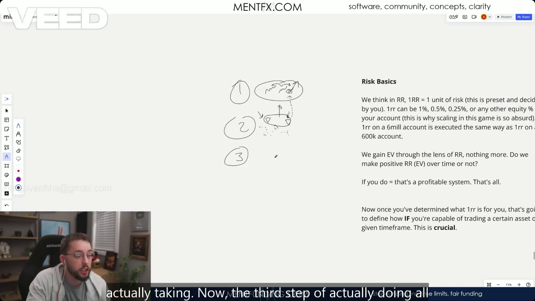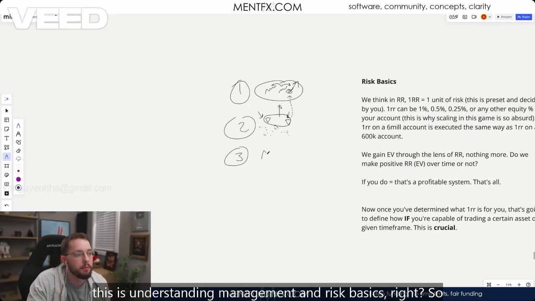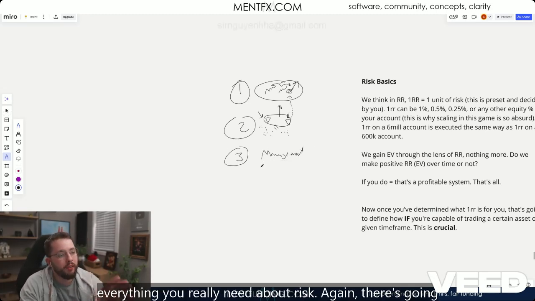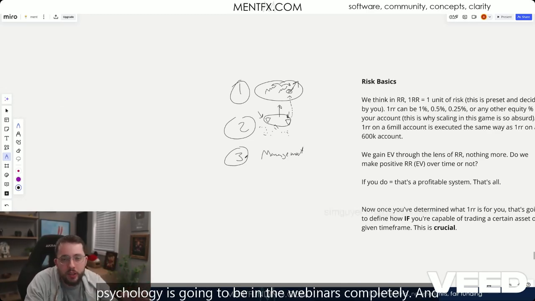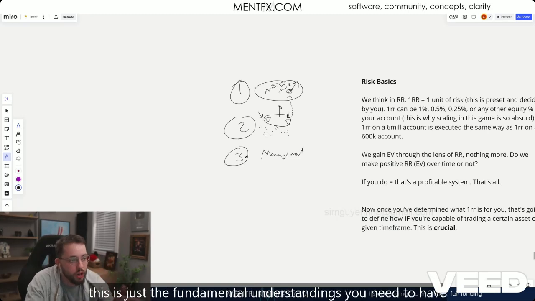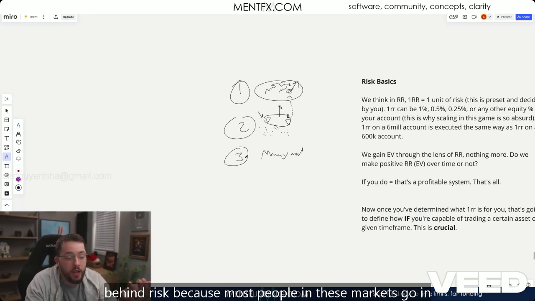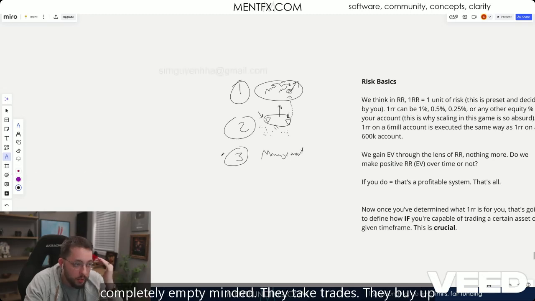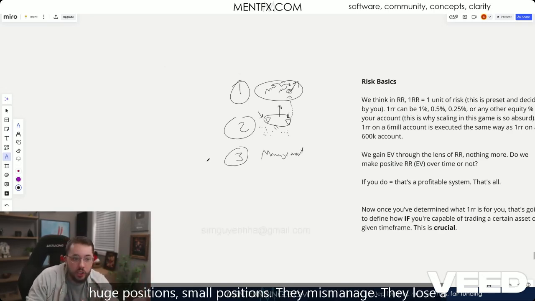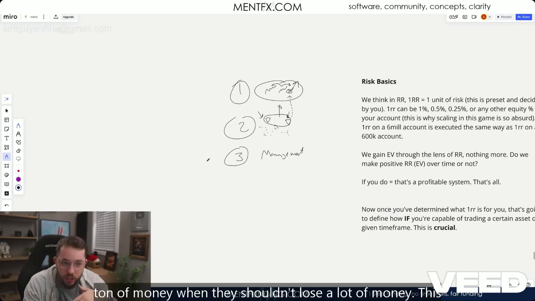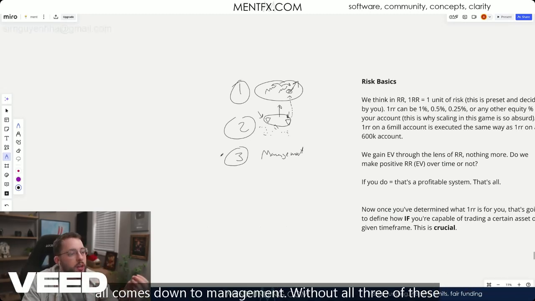Now, the third step is understanding management and risk basics, right? So what I'm going to try to do is give you everything you really need about risk. Again, there's going to be a little bit of psychology here, but most psychology is going to be in the webinars completely. This is just the fundamental understandings you need to have behind risk, because most people in these markets go in completely empty-minded. They take trades, they buy up assets with random portions of their capital. They buy up huge positions, small positions, they mismanage, they lose a ton of money when they shouldn't lose a lot of money. This all comes down to management.